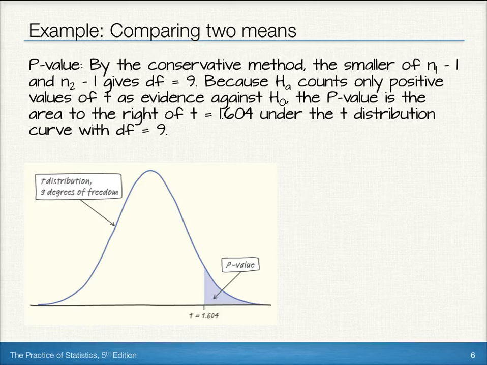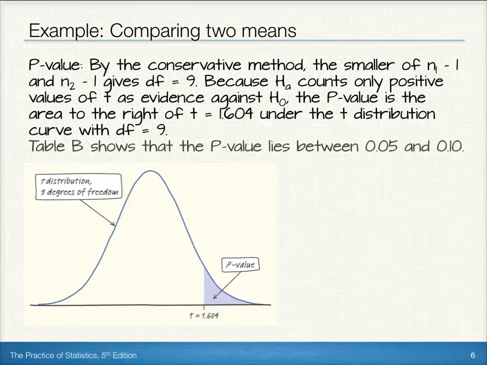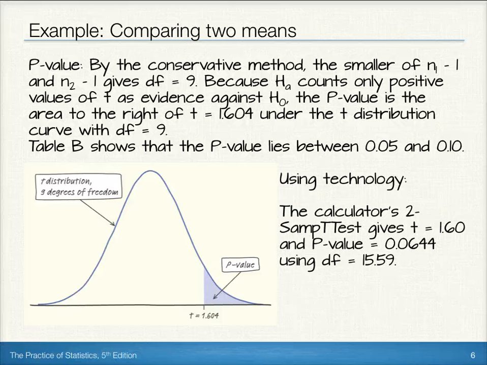Now, by the conservative method, using the smaller of our two sample sizes, we'll use 9 degrees of freedom. Because the alternative counts only positive values of t as evidence against the null, the p-value is the area to the right of our test statistic 1.604 within that t distribution with 9 degrees of freedom. Now if we look that up in table B, we can find that the p-value lies somewhere between 0.05 and 0.10. If we were to use technology, using a two-sample t-test, we get t equals 1.60, and we get a p-value of 0.0644, using the actual degrees of freedom, in this case, 15.59.